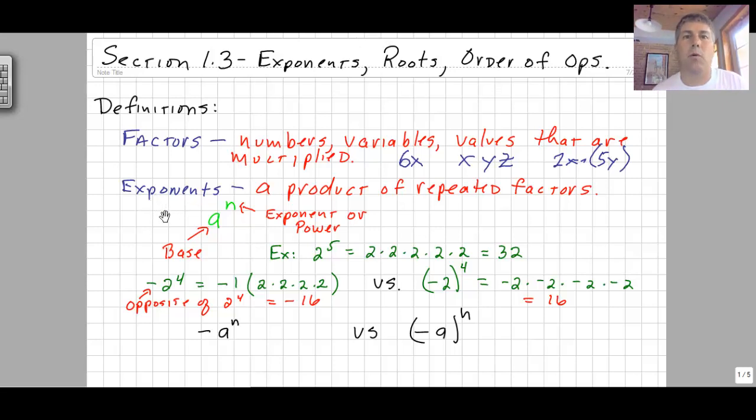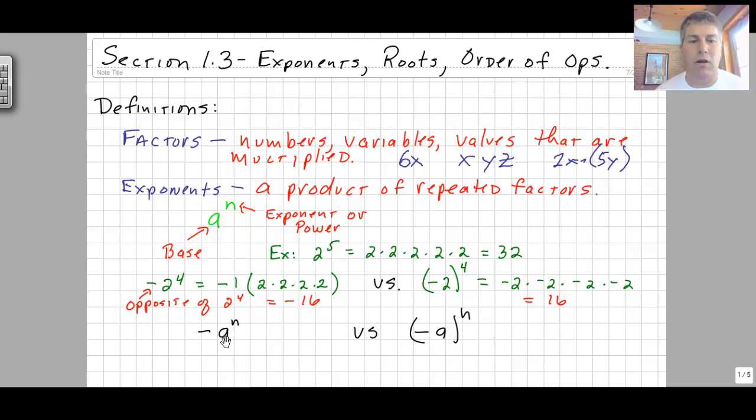Exponents. Exponents, that's a product of repeated factors. This exponential notation I have down here in green, the base is A, and n is the exponent or the power. So for example, if we have something that's 2 to the 5th power, we're repeating 2 5 times in a row. 2 times 2 times 2 times 2 times 2 is 32, or 2 to the 5th power is 32.